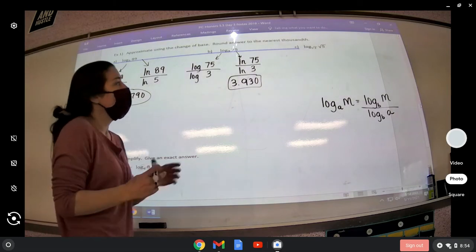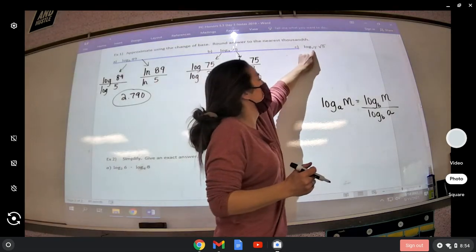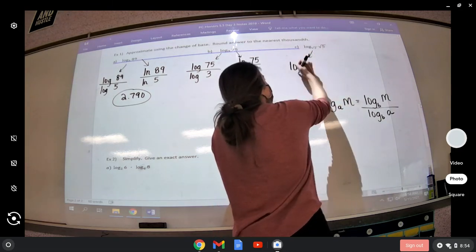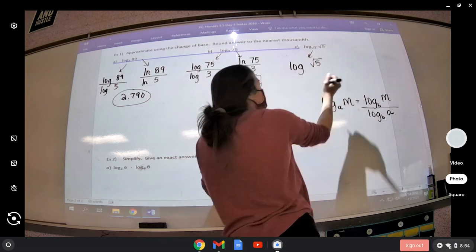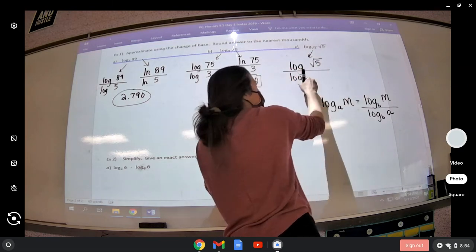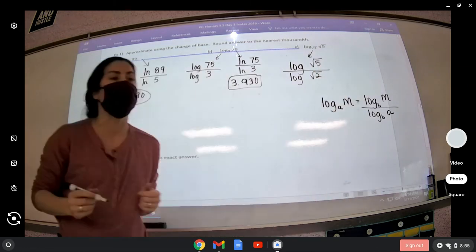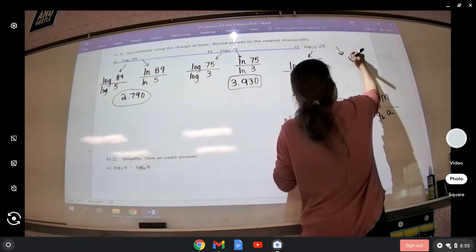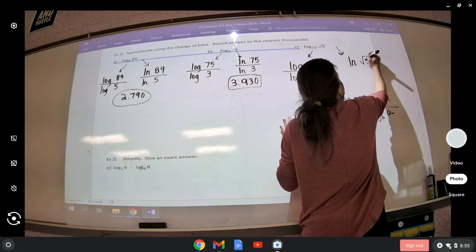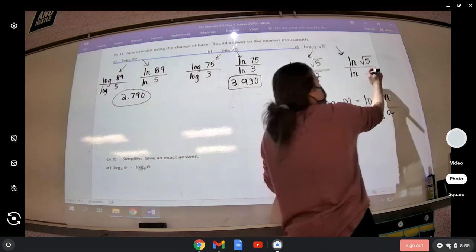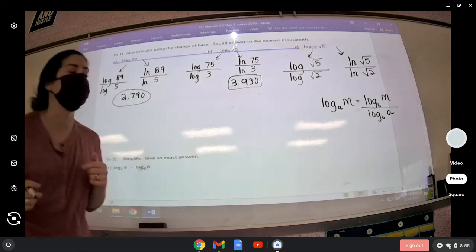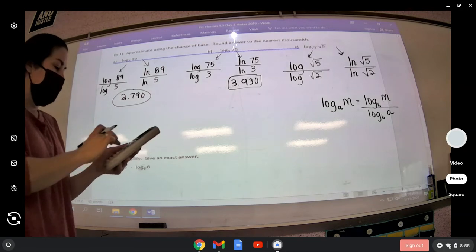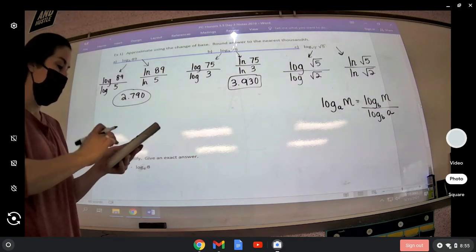Yep, you're fine. All right, so here, log base square root of 2 of the square root of 5. I would rewrite this as a log base 10. It would be log better base 10 of the square root of 5 divided by log better base 10 of my old base, the square root of 2. Or I could rewrite it as a base E log, which would be the natural log of the square root of 5 divided by the natural log of my old base, the square root of 2. All of that gets you the exact same answer. I think it's like 1.5 something.